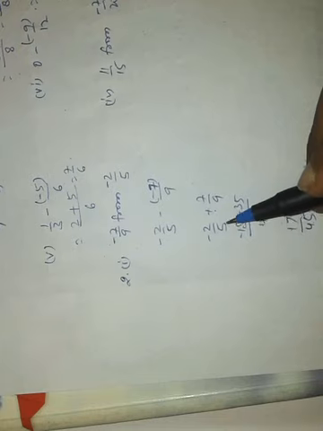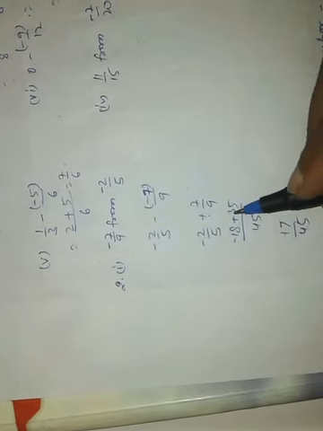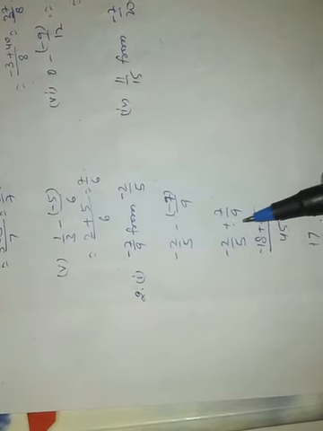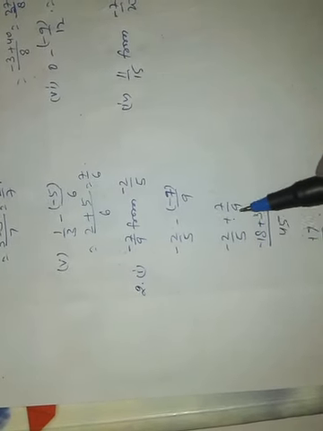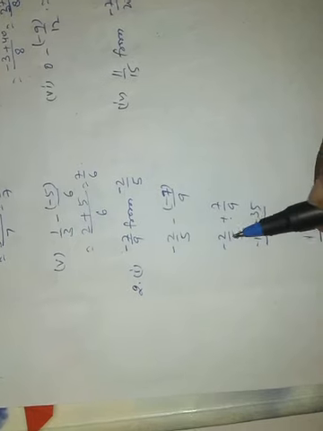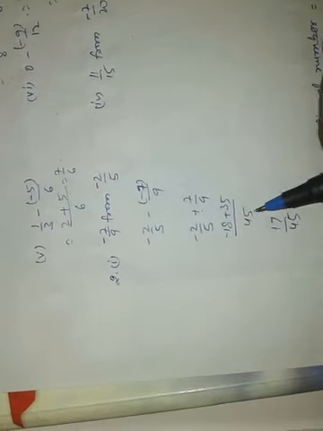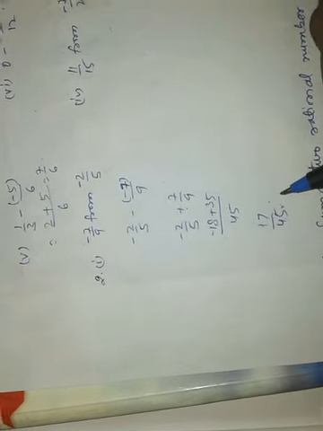So we take the LCM of 9 and 5. It is 45, because they are co-primes, meaning there is no common factor other than 1. When we multiply 9 by 5 we get 45. Then we multiply 9 with 2, that is minus 18, and 5 with 7, that is 35. When we subtract these two, we get 17 by 45, which is our final answer.